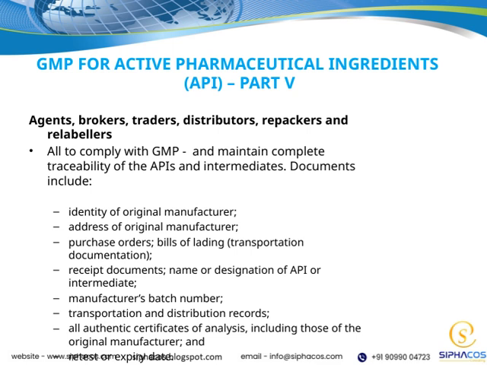Transportation and distribution records are vital for tracking the movement of these materials, and all certificates of analysis, especially those from the original manufacturer, must be kept on file. These certificates confirm the quality and compliance of the product. Finally, retest or expiry dates are critical to ensure the API remains effective and safe for use. All these documentation practices are fundamental to GMP for APIs, ensuring transparency, accountability, and ultimately, the safety of the medicines we rely on. They connect directly to our overall goal of maintaining high-quality standards throughout the entire supply chain.